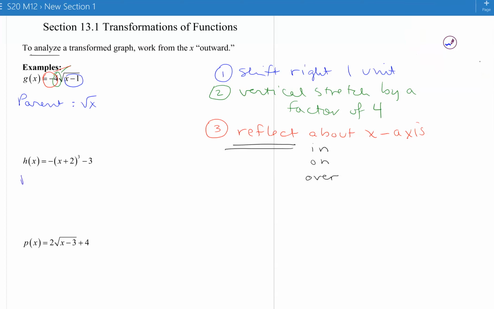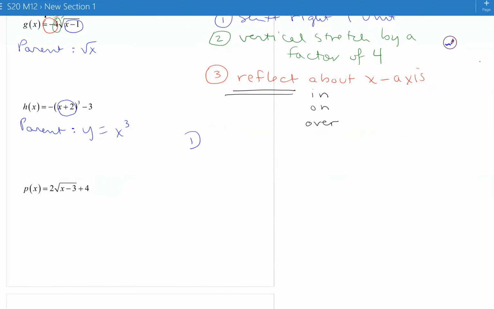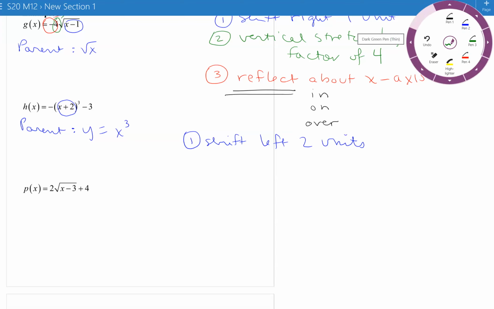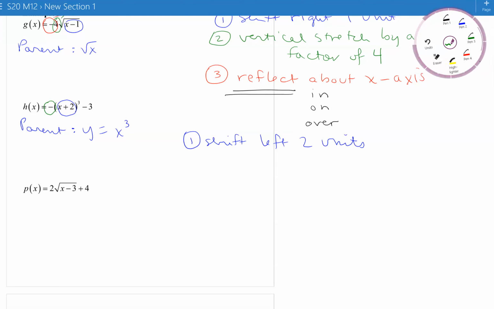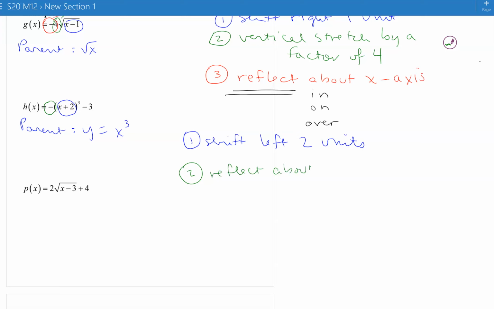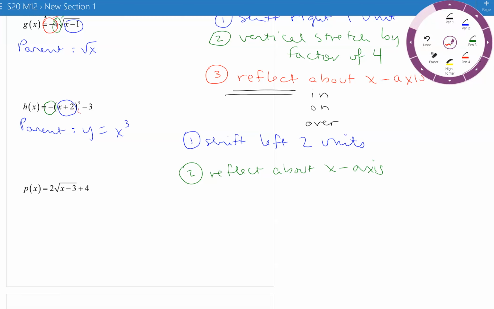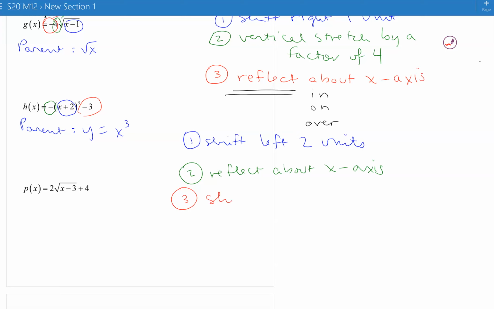Okay, let's look at the second example. And again, we start with what is the parent function? And here it's the cubing function. So then we focus in on what's happening to x. The first thing that's happening to x is 2 is being added before the function is happening. So that's going to cause the graph to shift left 2 units. Okay, then the cubing function happens. Then the next thing that happens is multiplying by a negative. So that's going to cause the reflection about the x-axis. And then the last thing that happens is this minus 3. And it's happening after the function, so that's going to shift us down 3 units.